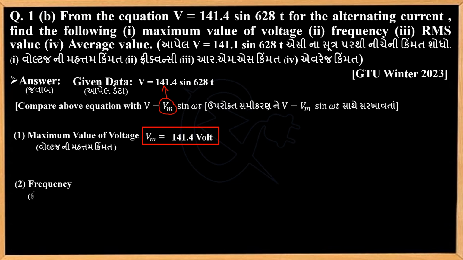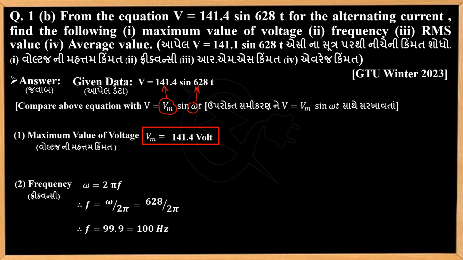Now, second one is frequency. To find out frequency, we again compare the equation with V is equal to Vm sin omega t. So we can directly find the value of angular frequency, that is omega. So omega is equal to 628. Now we know that omega is equal to 2 pi f. So frequency f is equal to omega upon 2 pi. From the equation, value of omega is 628. So 628 divided by 2 pi. So answer of frequency is 99.9, which is 100 hertz. So this one is our second answer.